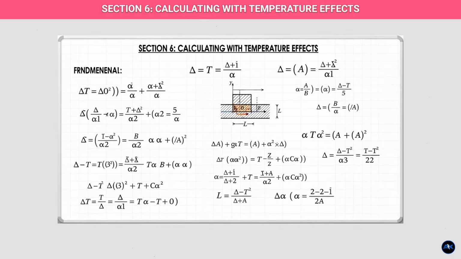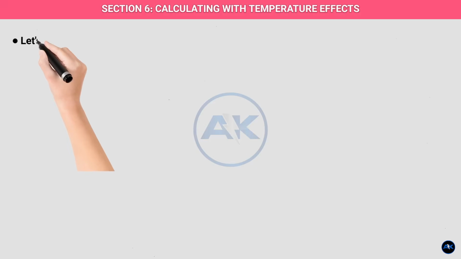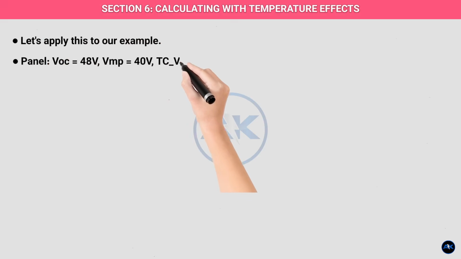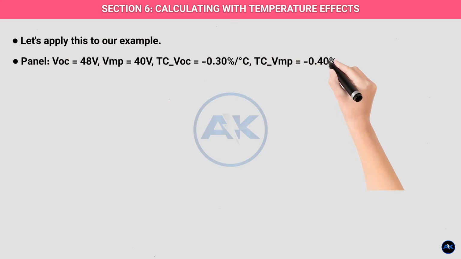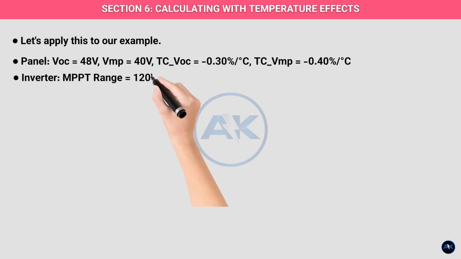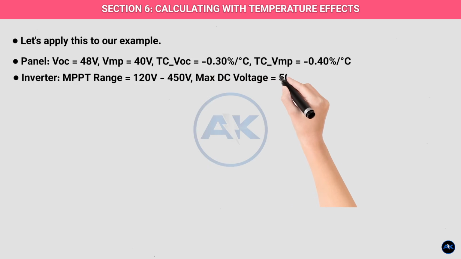Section 6. Calculating with temperature effects. Let's apply this to our example. Panel: VOC equals 48 volts, VMP equals 40 volts, TCVOC equals negative 0.30% per degree Celsius, TCVMP equals negative 0.40% per degree Celsius. Inverter: MPPT range equals 120 volts to 450 volts. Max DC voltage equals 500 volts.